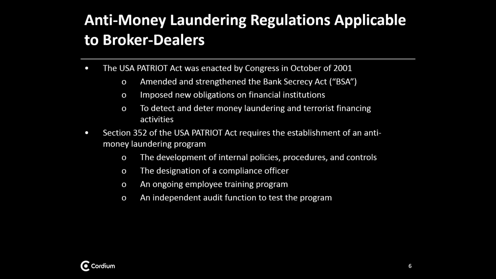You are no doubt aware that the USA Patriot Act, and its origin, the Act amended an earlier enacted regulation applicable to financial institutions, the Bank Secrecy Act. The USA Patriot Act requires, which may sound familiar to you, the development of internal policies, procedures and controls, the designation of a compliance officer, an ongoing employee training program, and most importantly for purposes of today's presentation, an independent audit function to test the program.